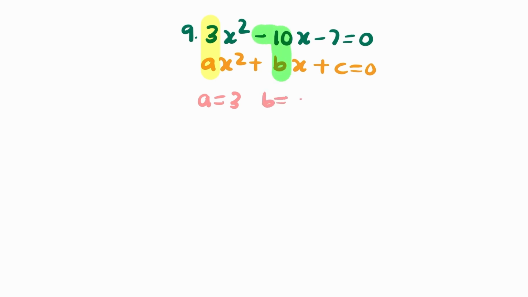b is equal to minus 10. And then finally c is equal to, not plus 7, c is equal to minus 7. Now what can we do? We can apply these values a, b and c into the quadratic formula.